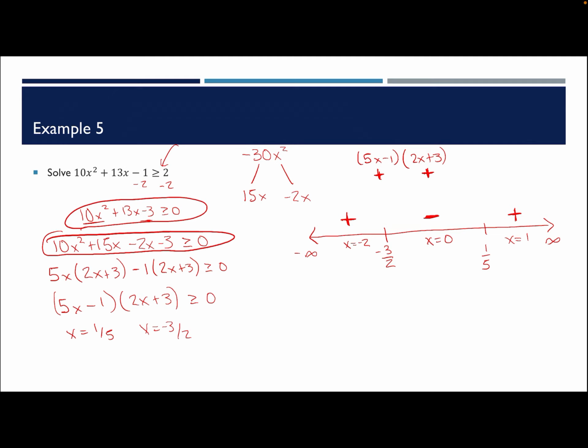So where that is greater than or equal to 0 is going to be -infinity to -3/2 bracket union 1/5 to infinity. And that's it. So that is solving polynomial inequalities.